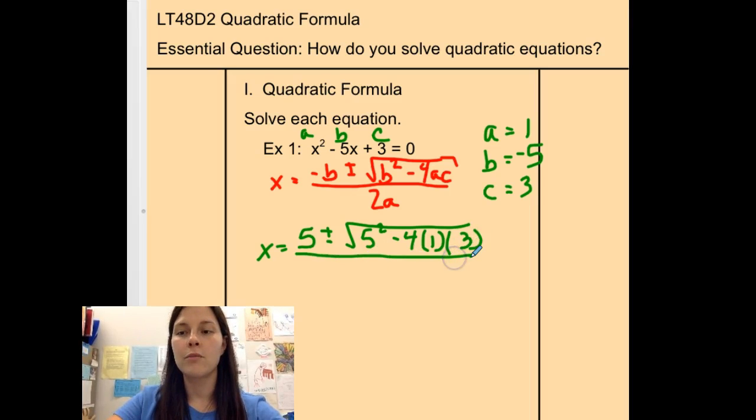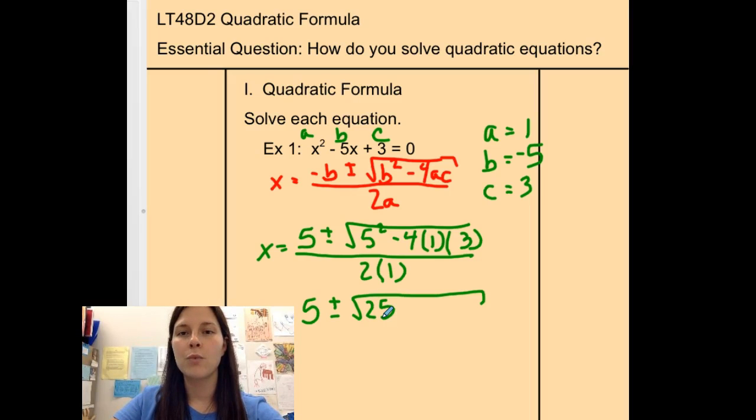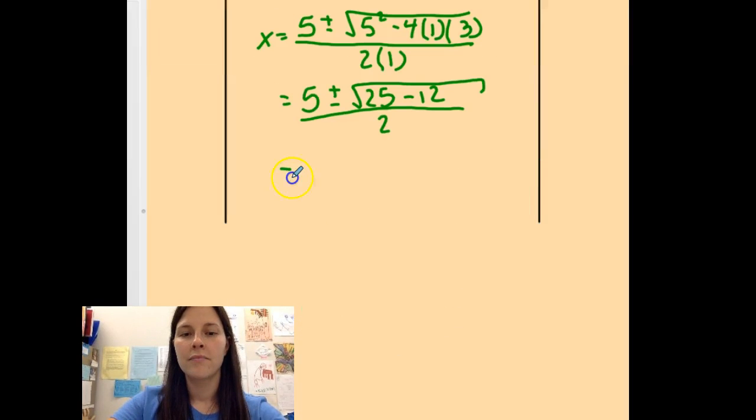All over, make sure that division bar goes all the way to the beginning, not just under the radical. 2 is another part of the formula. You will always have a 2 in the denominator. 2a, a was 1. So we're going to start simplifying this. We have 5 plus or minus the square root. 5 squared is 25. 4 times 1 is 4 times 3 is 12. All over 2 times 1.